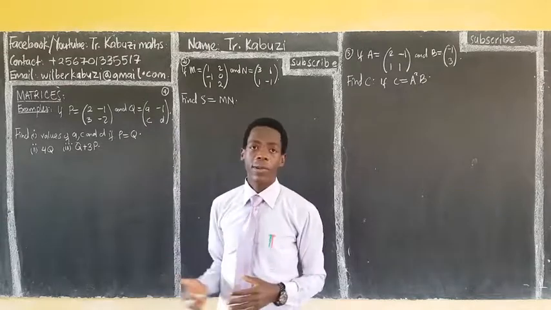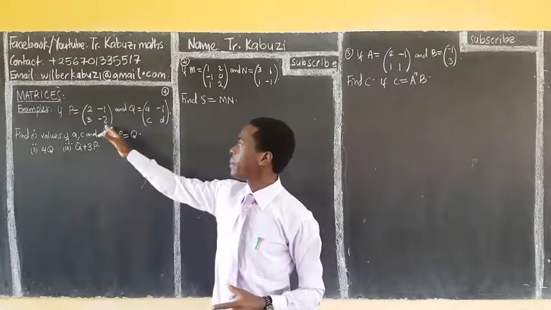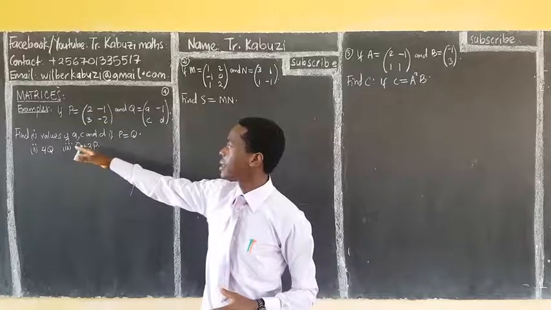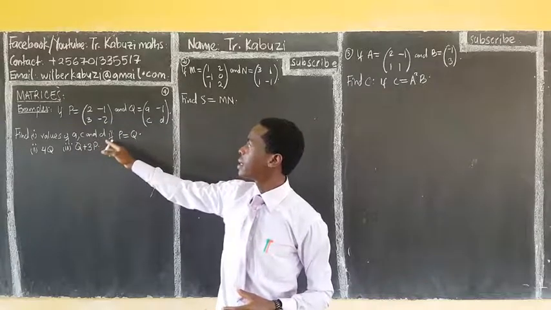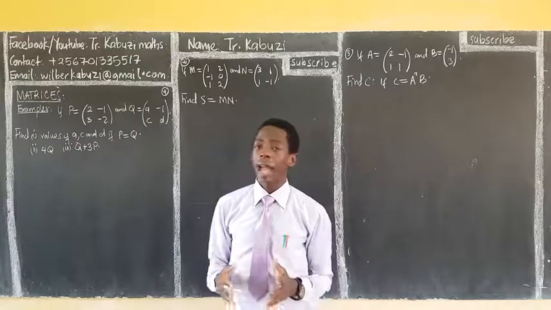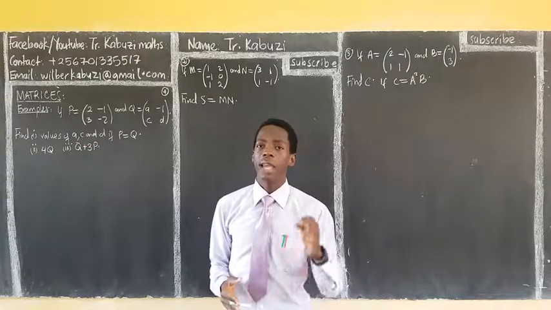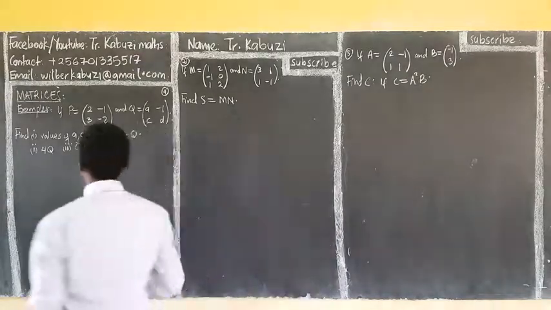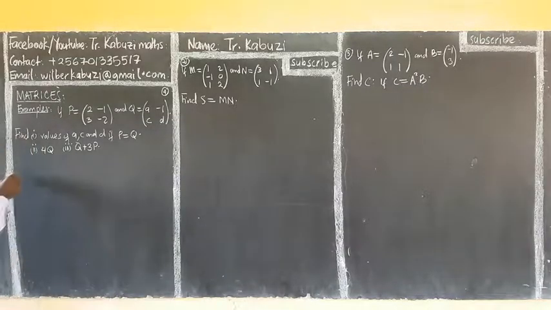Okay, so we have these ones here. They are giving us P and Q, and then they're asking us to find the values of A, B, C, D if P is equal to Q. We said two matrices are equal if their corresponding entries are equal. So to start with, they are telling me that P is equal to Q.